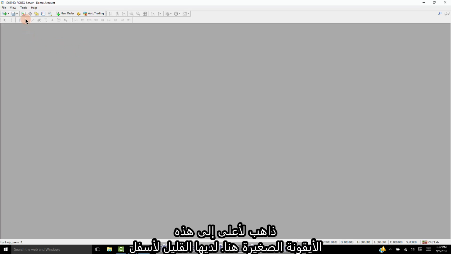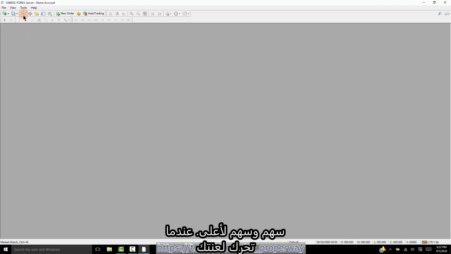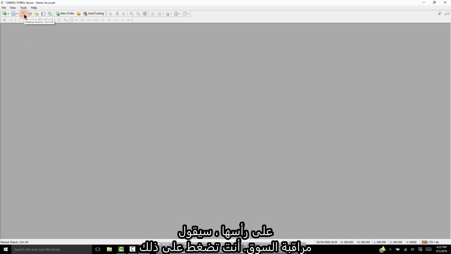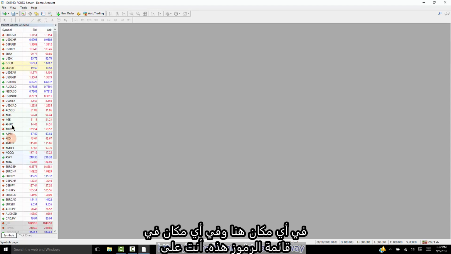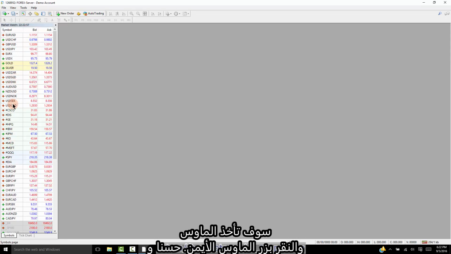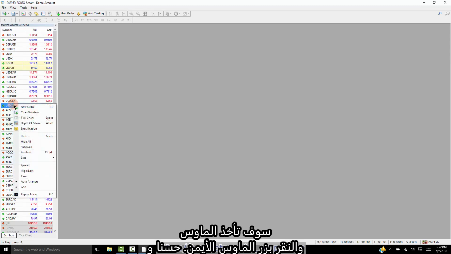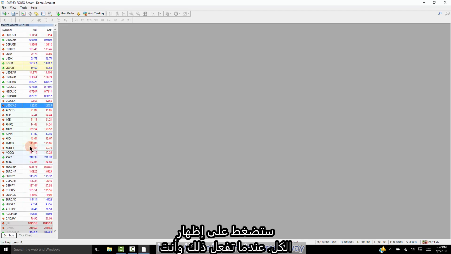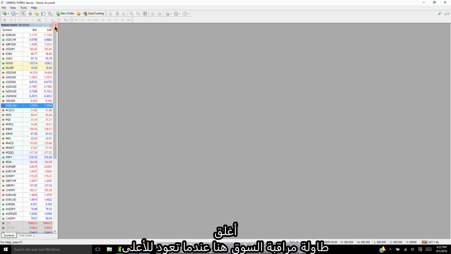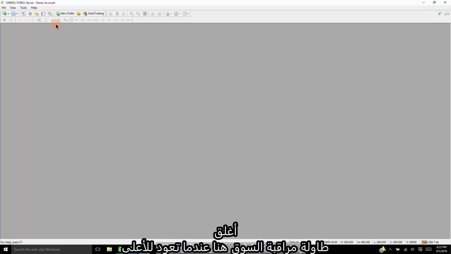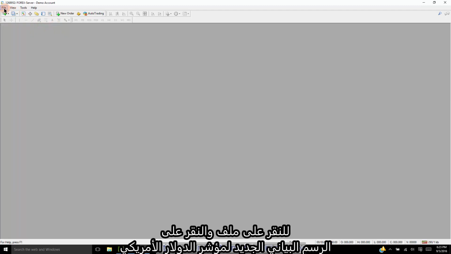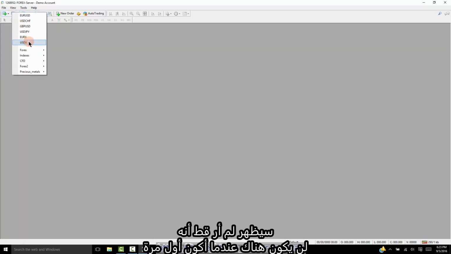Okay, you're just going to go up to this little icon here. It has a little down arrow and an up arrow. When you move your cursor over top of it, it's going to say Market Watch. You tap on that. Anywhere on here, anywhere on this list of symbols, you're going to take your mouse and right button click. Okay, and you're going to click on Show All. When you do that and you close out the Market Watch table here, when you go back up to click on File and click on New Chart, the US dollar index will appear.